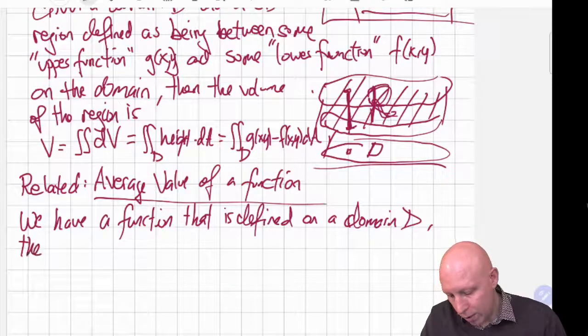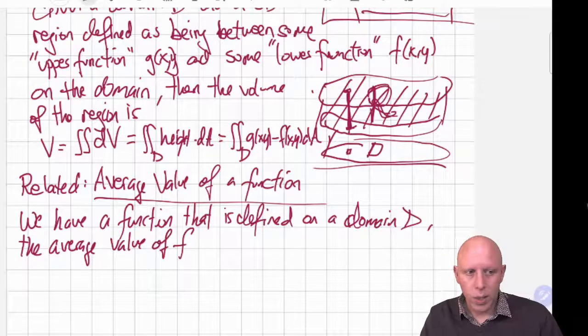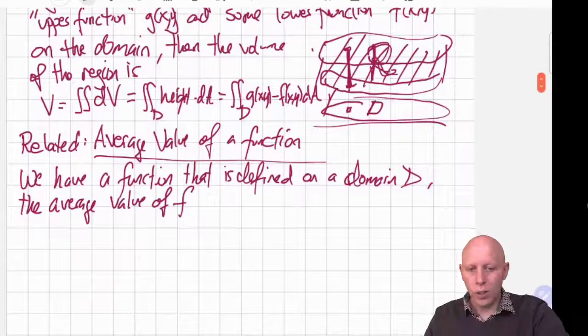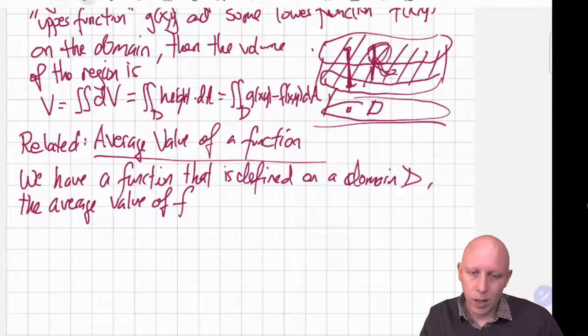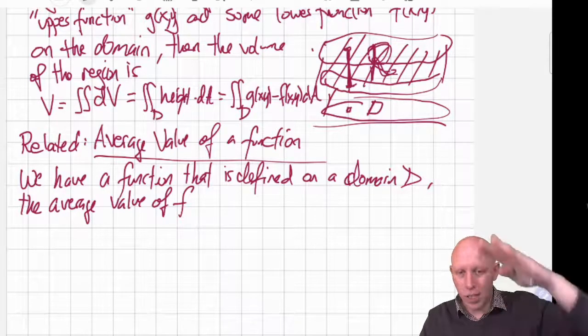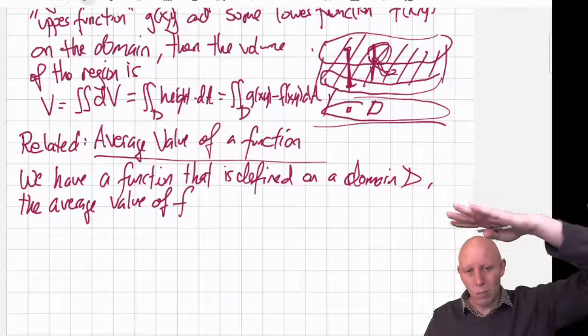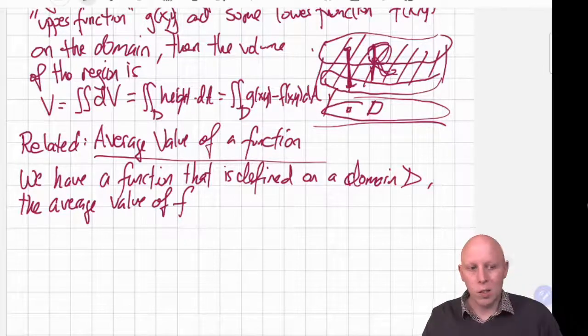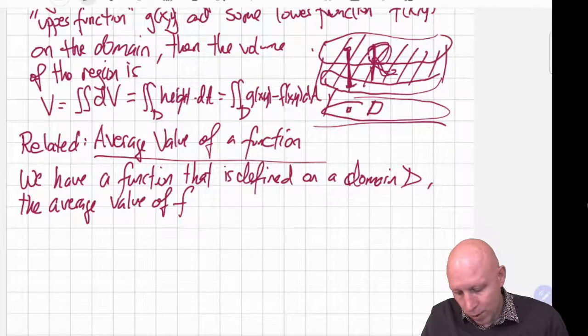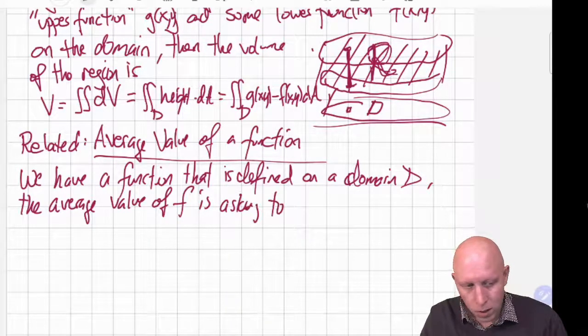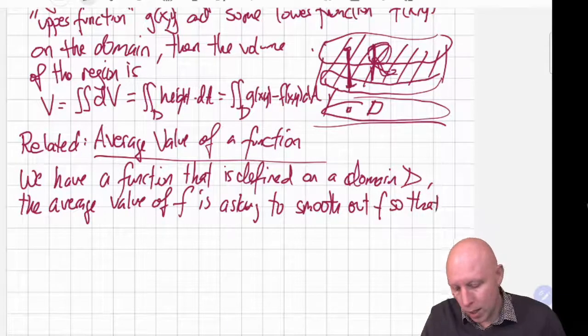The average value of f is what happens when you smooth out this whole function, so it's all a complex function. If you wanted to squish it down and pat it so that all of the high parts become low and all the low parts become high, so everything is completely flat. So the average value of f is asking to smooth out f so that it has the same height everywhere.